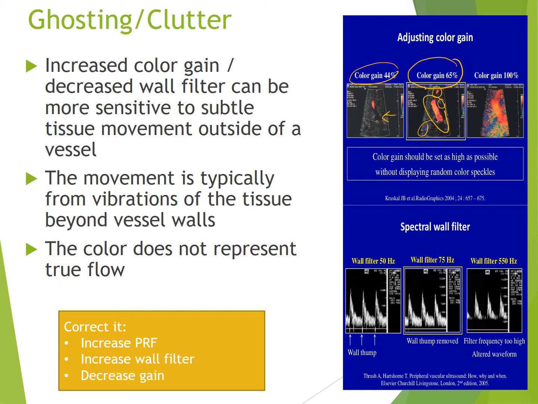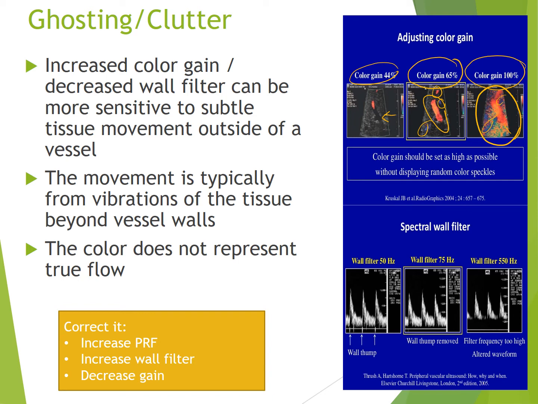We're getting appropriate flow through this vessel, and we're actually catching appropriate flow in all the other little vessels around it. If we were to turn our color gain all the way up, yes, we get flow in the vessels that we did previously, but now we have all this other junk all around it. So that's that kind of cluttering or that ghosting that is out in the tissue. It is just the machine being extra sensitive to little vibrations out there. It's not true movement through a vessel.